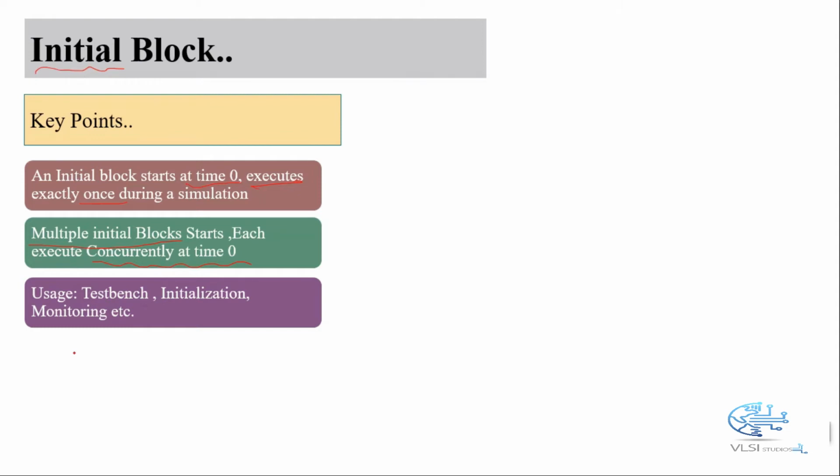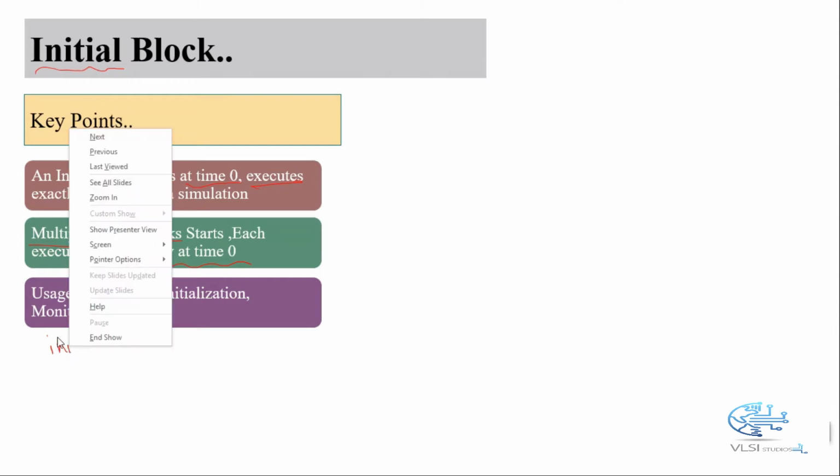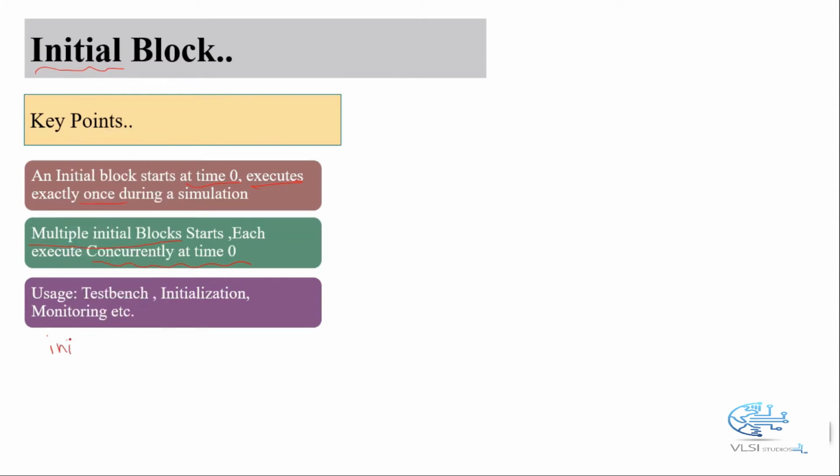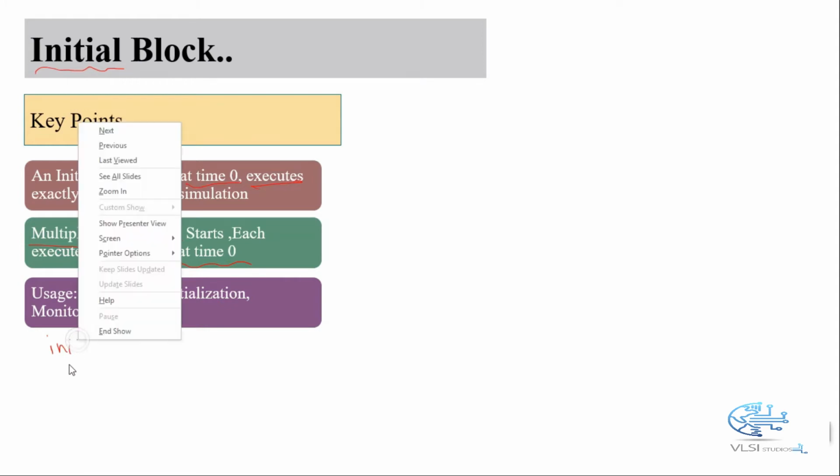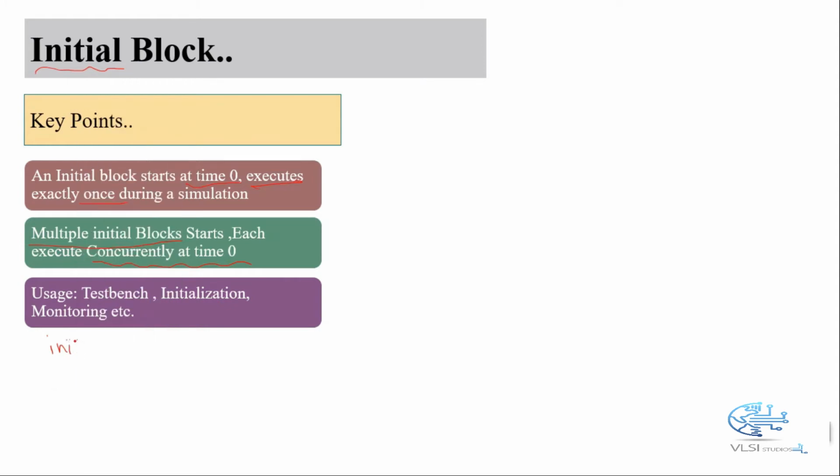It means that if we define, let's suppose, two or three initial blocks, then all those initial blocks will run at time 0. So if a condition happens where a variable that we define in one initial block is also defined in a second initial block, will it cause a problem? And the answer is yes, it will cause a problem in the simulation because the same variable will be executed at the same time. So how can we avoid it?